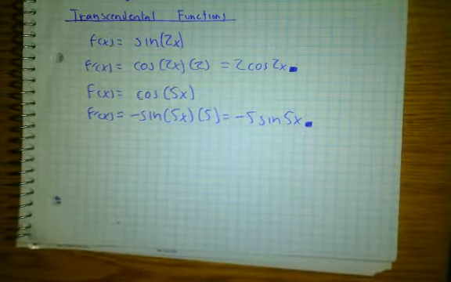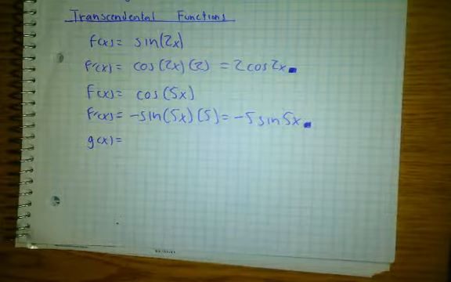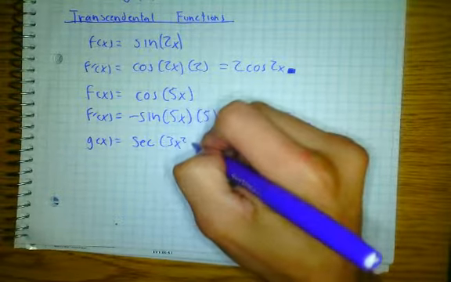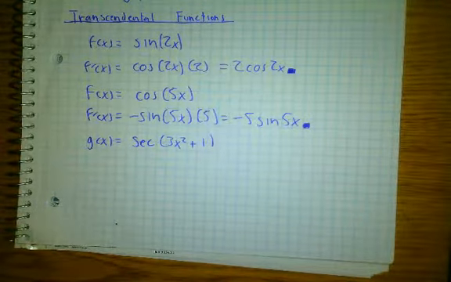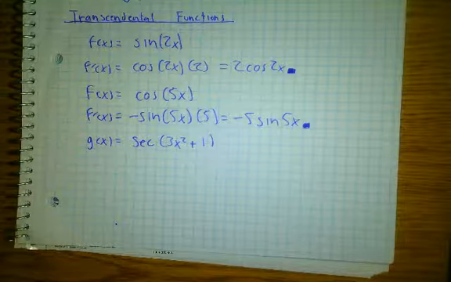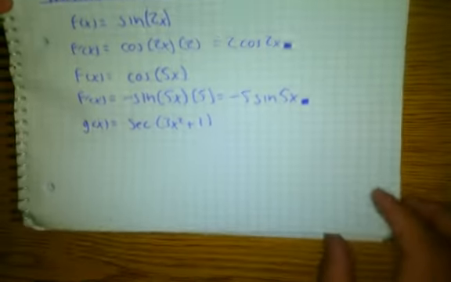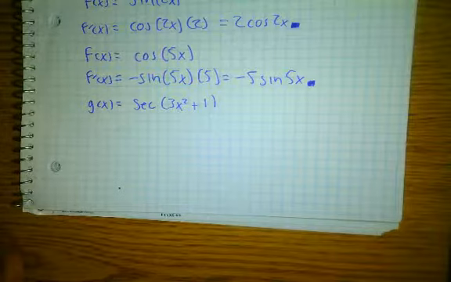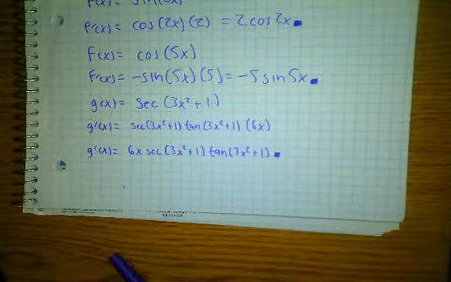Alright. One last one. You'll do this one on your own, and then move on. Bless you. G of x is equal to secant of 3x squared plus 1. Alright, if you're watching the video, go ahead and check your answer. I'll explain it very quickly.